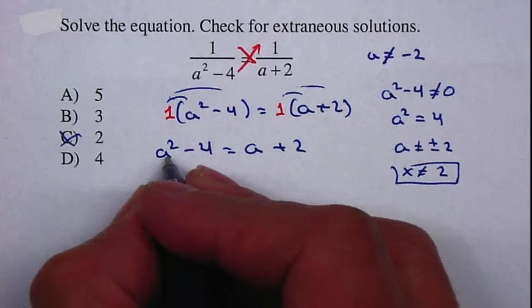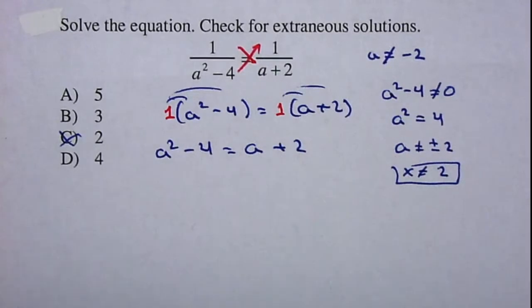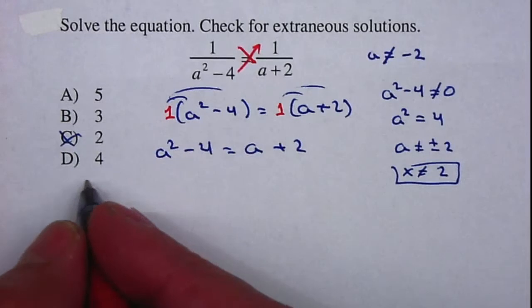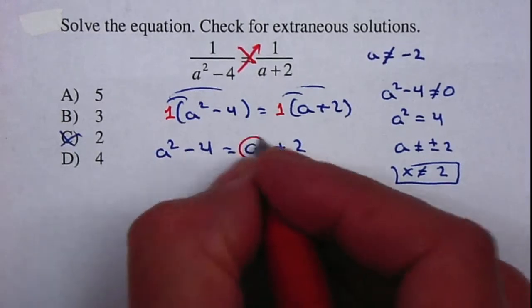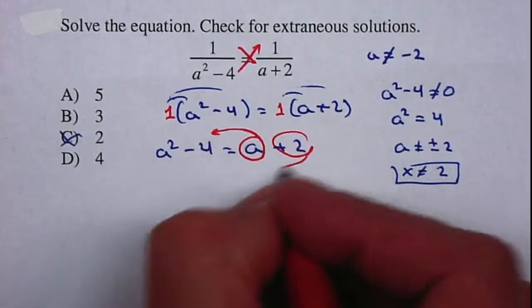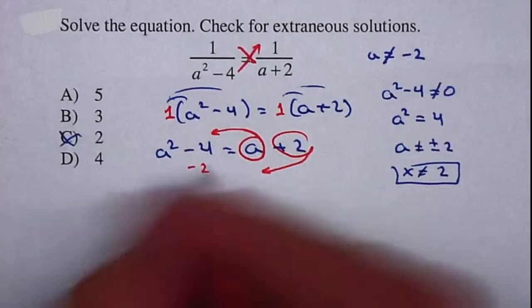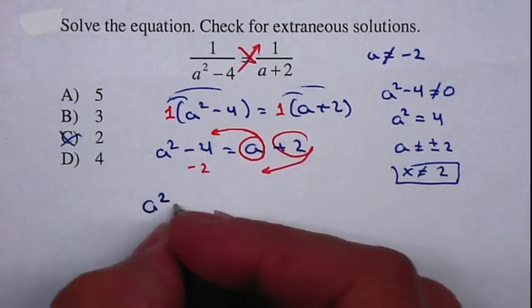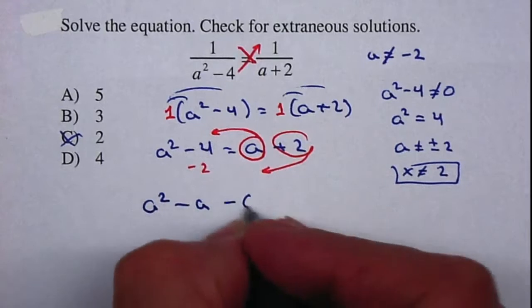Because I have a quadratic equation, I can just go ahead and make it equal to 0, and I'm going to see if I can factor it. Because your answers are nice whole numbers, integers, we should be able to factor this out afterwards. Make it equal to 0, minus 2. So therefore I have a squared. The a moves to the left becomes a negative a, and that gives me negative 6.